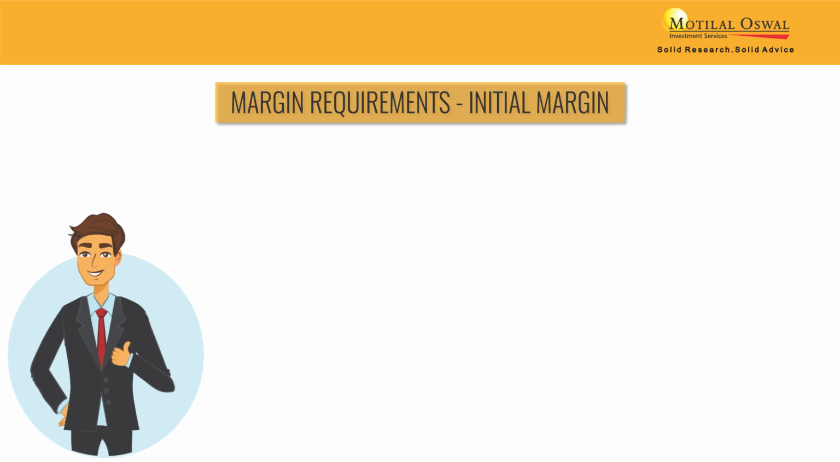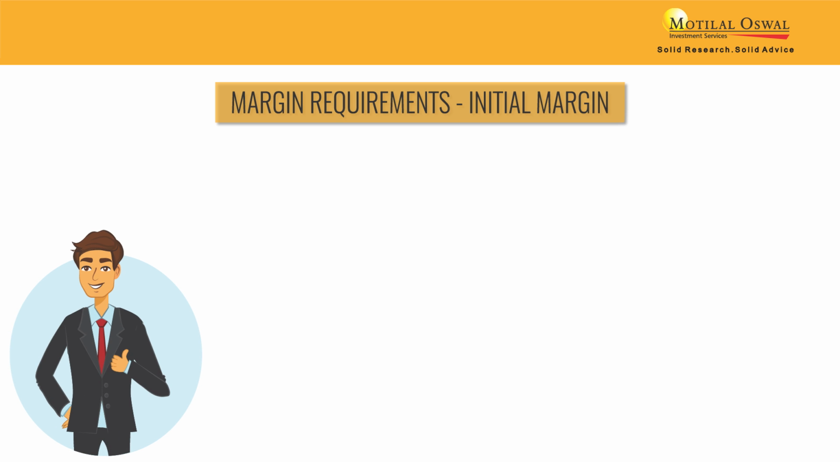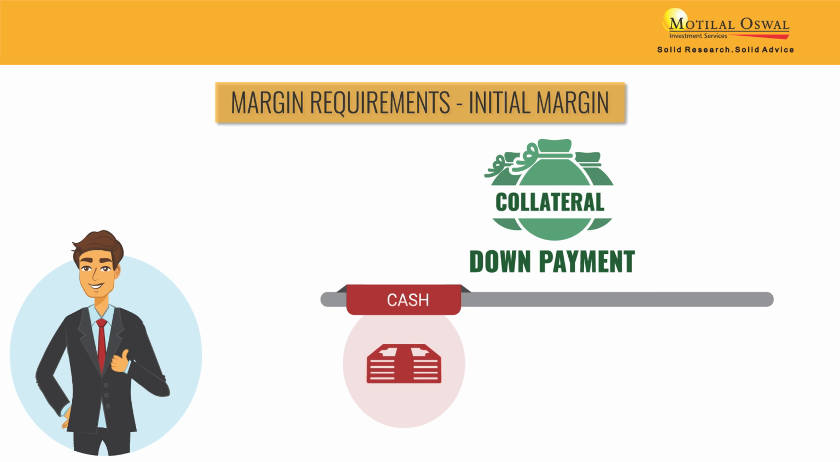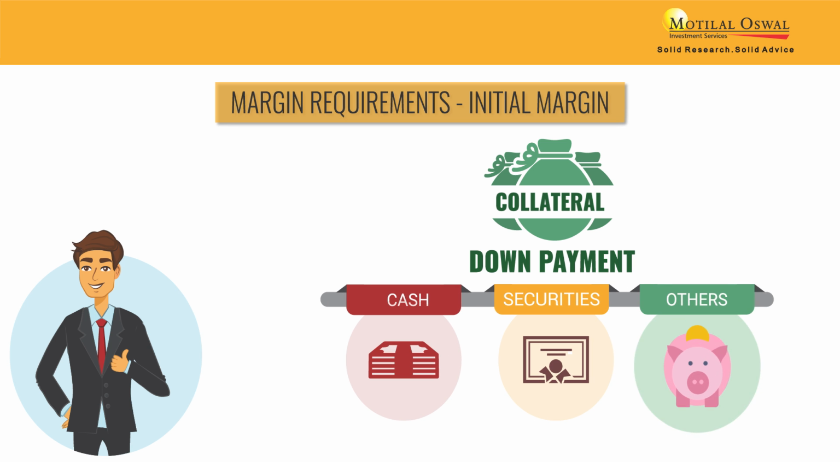Initial margin is the capital sum which an investor needs to park with his broker. This acts as a down payment in the investor's account to initiate trades. The initial margin is in the nature of collateral. An investor can offer cash and securities as collateral. Other collateral options include open-ended mutual funds.